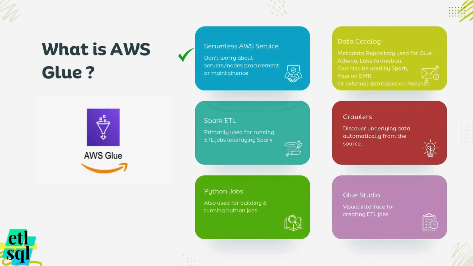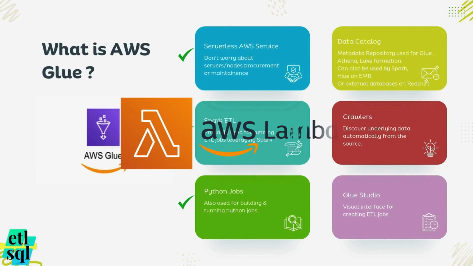Then we talked about Spark ETL. So you can implement your ETL pipelines in AWS Glue using Spark. And then there is an option to create Python jobs as well. So you don't want to leverage Spark, but you just want to leverage Python and you want to build some application, you can do that as well. Personally, if my requirement is running something purely on Python, I prefer AWS Lambda, which is another serverless service from AWS. I used Python jobs in AWS Glue sometimes when I have to complement my Spark jobs.